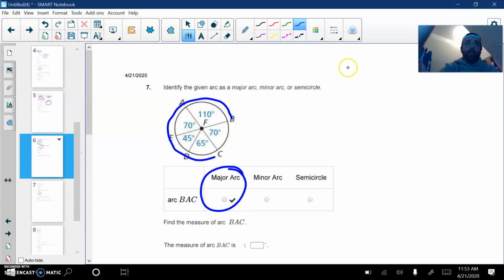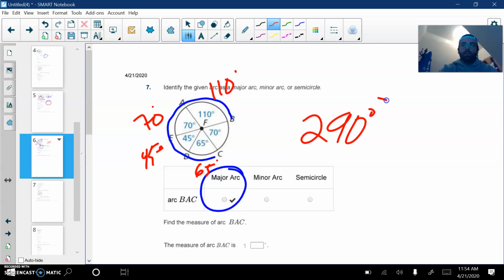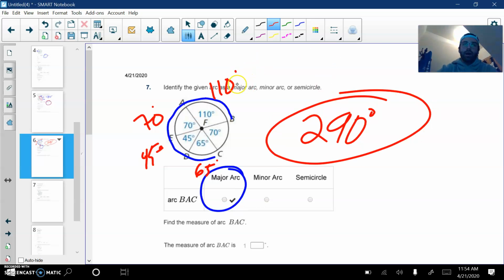I know that B to A is 110. I know that A to E is 70. I know that E to B is 45. I know that D to C is 65. So I'm going to add up all of those. This gives me 180, 280, 280 plus 10, 290 degrees. Again, I did that by adding 110 plus 70 plus 45 plus 65 to get 290.